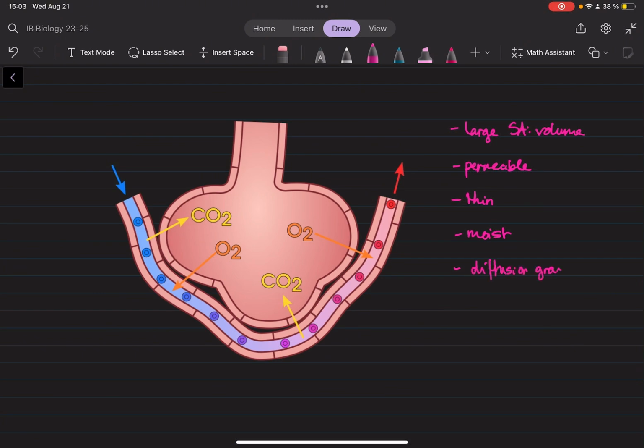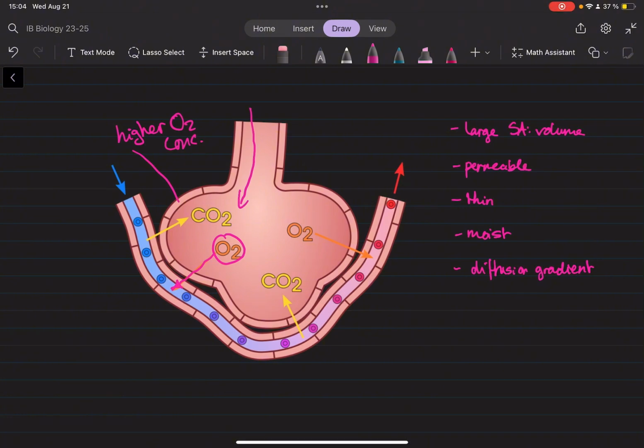So what I mean by that is that when you inhale, your alveoli are filled with oxygen. So there would be a lot of oxygen in your alveoli when you breathe in. And this means that the alveoli have a higher concentration than the capillaries do. Now, because diffusion is the movement from an area of high to low concentration, this means that diffusion will happen from the alveoli into the capillaries.